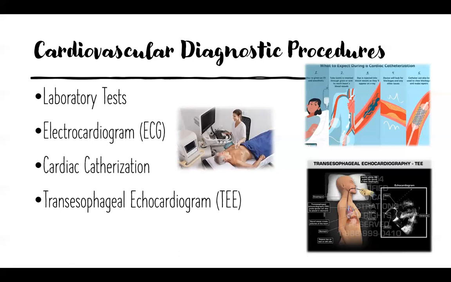So just to review for a moment, your lab functions, a normal BUN is going to be 10 to 20 milligrams per deciliter. The serum creatinine in males should be 0.6 to 1.2 milligrams per deciliter. For females, it's 0.5 to 1.1 milligrams per deciliter. So again, for renal function, serum creatinine and BUN, okay? So those are things that we can look at also with our cardiovascular patients.